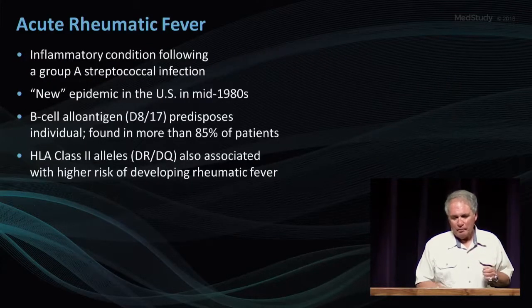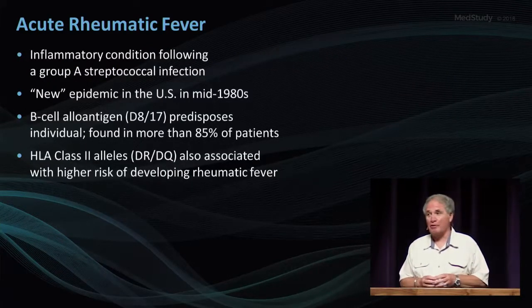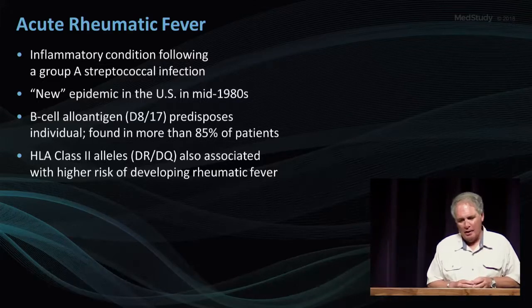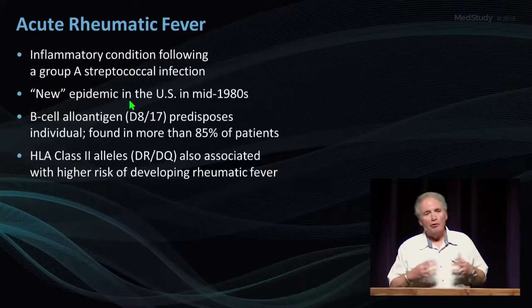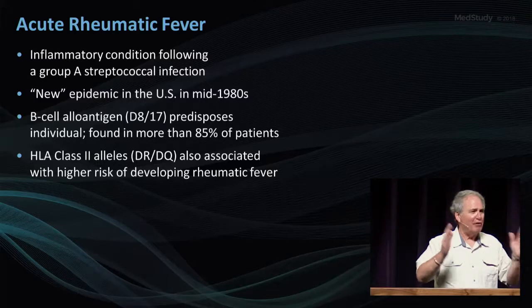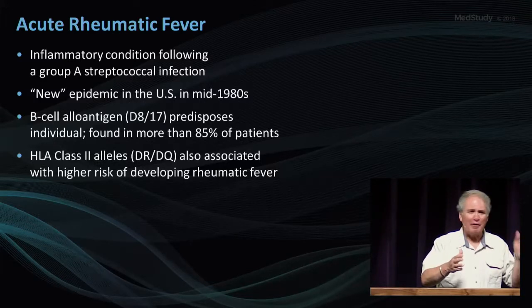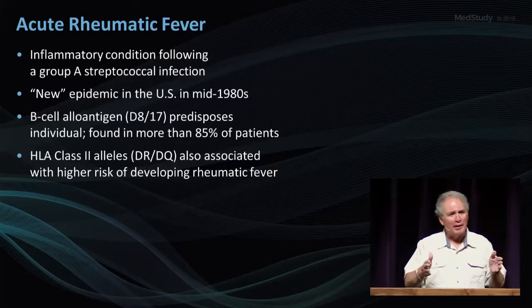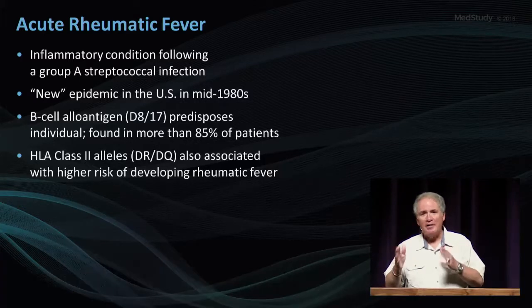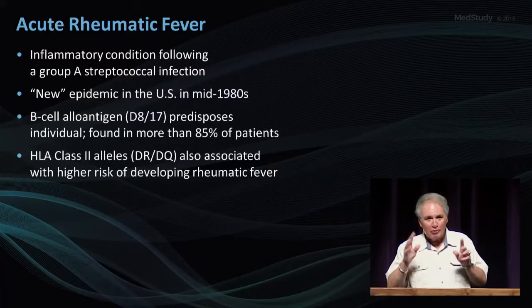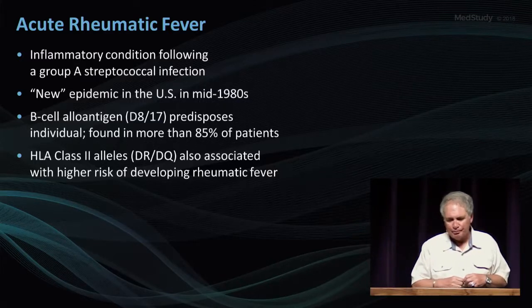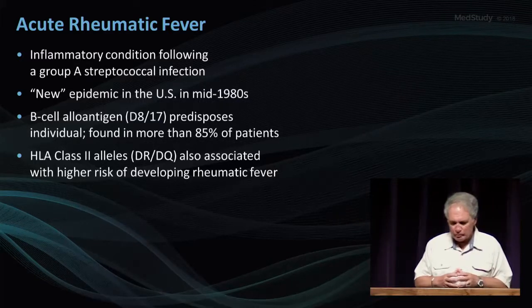Okay, so let's talk about rheumatic fever. Acquired heart disease. Acute rheumatic fever is an inflammatory condition following a group A streptococcal infection. It's not a new epidemic, but rheumatic fever went away for many decades. It was there in the 40s and 50s, then went away, and then all of a sudden in 1980 started coming back again. Anybody from Salt Lake City? That's where it first started appearing, okay? And that's called the new epidemic.